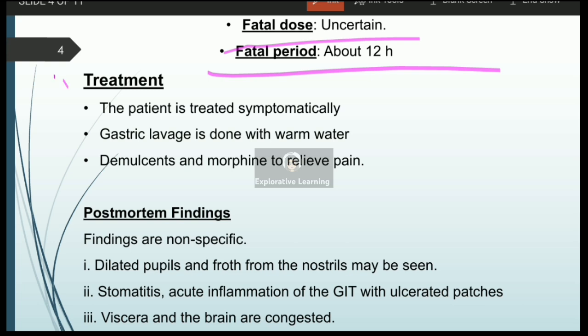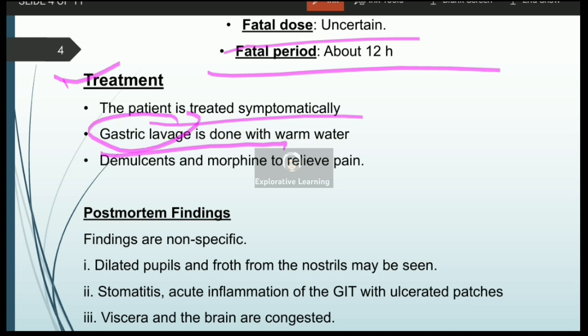The treatment that is given to the patient is mostly based on the symptoms that are caused when this Calotropis juice is administered inside their body. Gastric lavage is done. It is common. Gastric lavage is extremely common in almost all types of poison. Then demulcents and morphine can be given in order to relieve the pain.